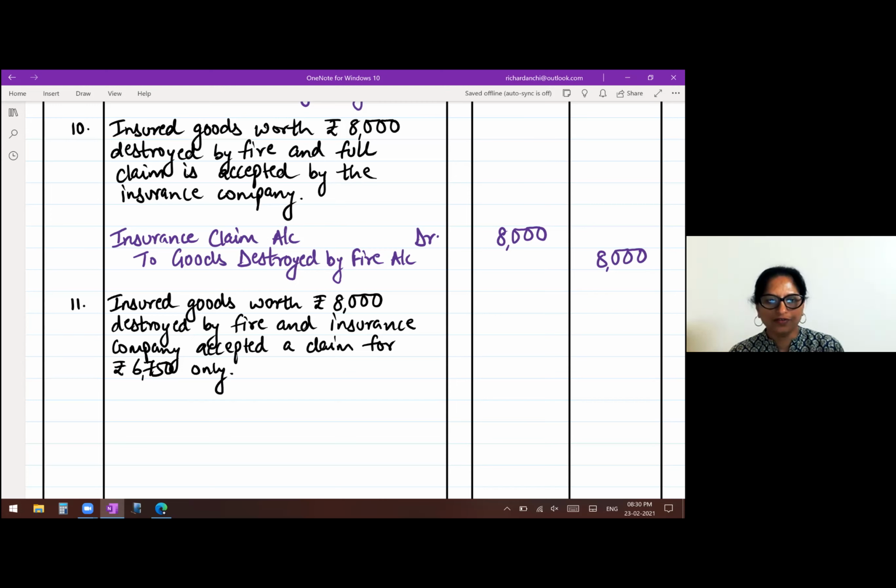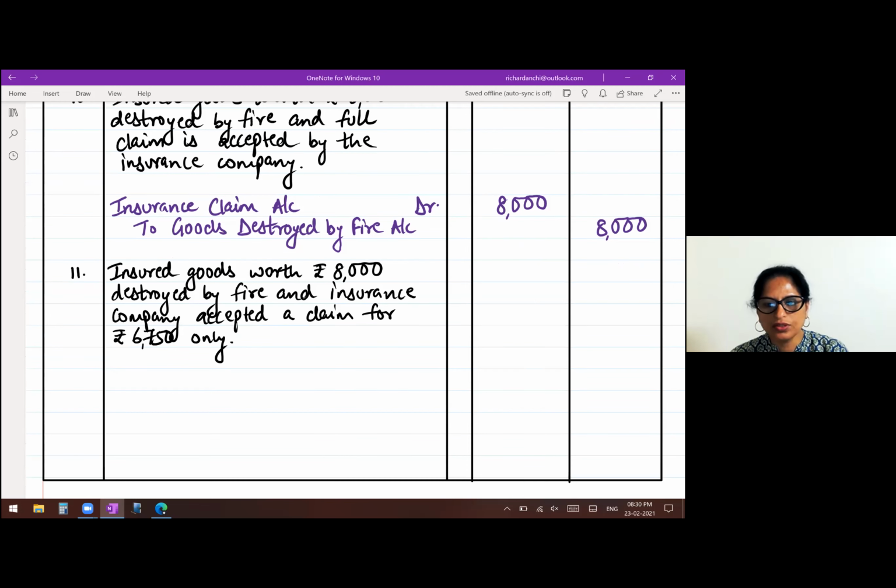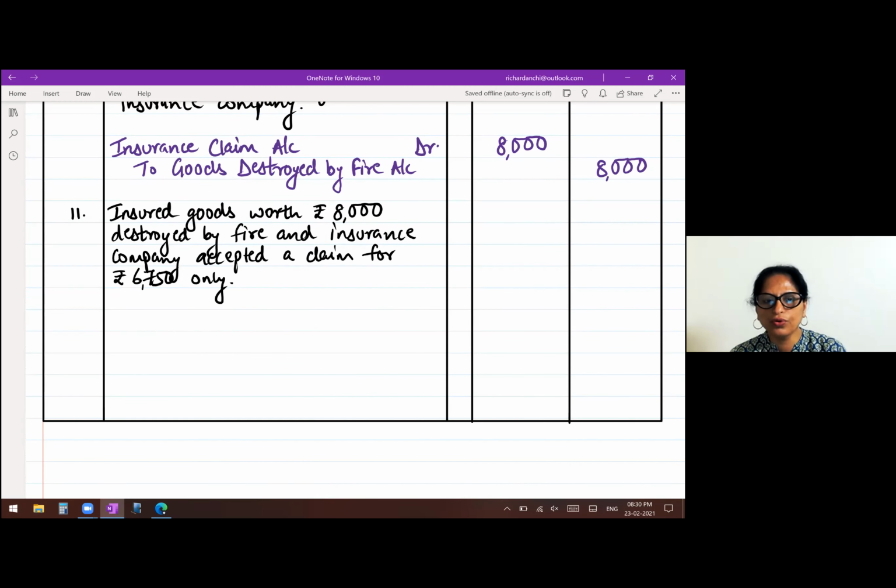Okay, now again, ninth transaction, uninsured goods. In the 10th transaction, goods are insured and the insurance company is giving you the full amount. But now in the 11th transaction, goods are destroyed, 8,000. The insurance company comes, checks, and says, we will give you only 6,750. We are not going to give you the full amount. So you are going to receive that 6,750 as insurance claim. And the remaining amount, 8,000 minus 6,750, is a loss to the business.